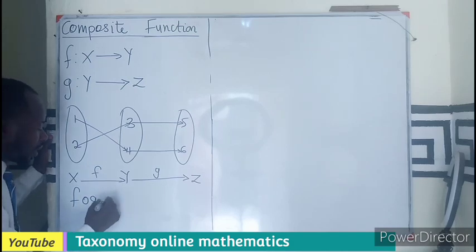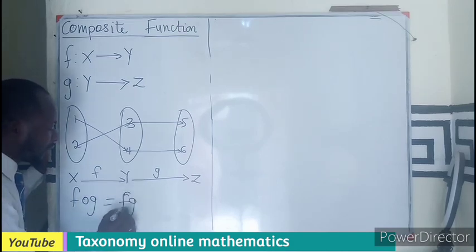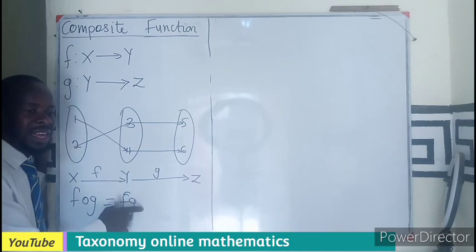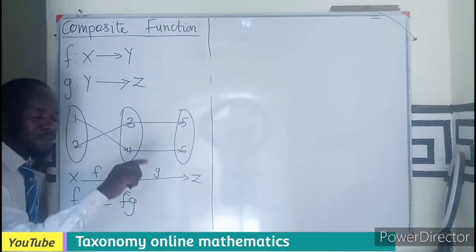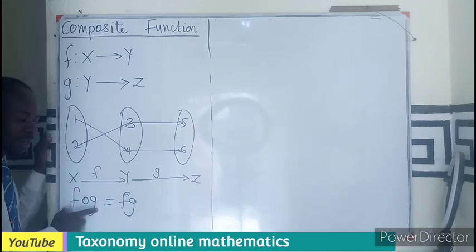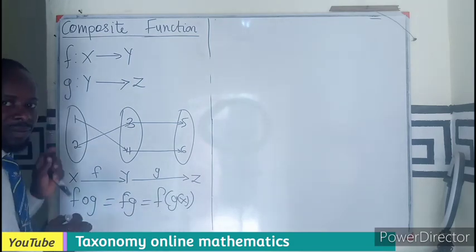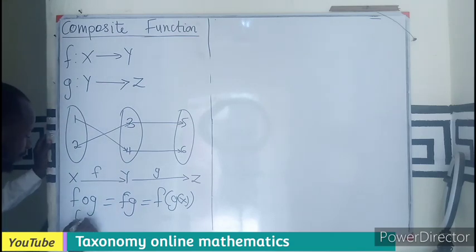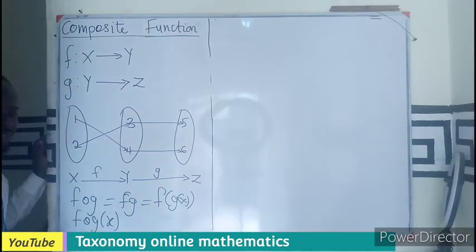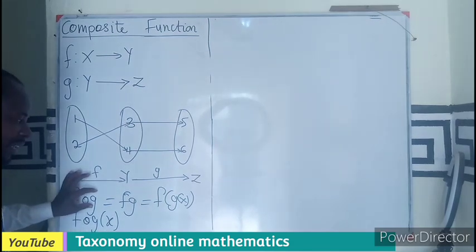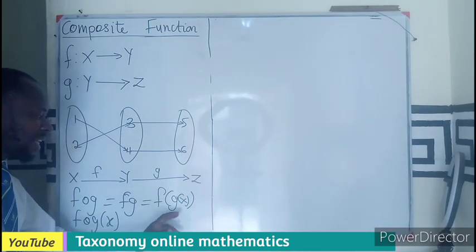So this could also be written as fg. Remember, fg is not a multiplication of the functions f and g. Rather, this is just the function g followed by the function f, which is the same as this. And this could also be the same as f of g of x. So we read this as f of g of x. Simply put, it is the function f of the function g. Better still, we can say the function g followed by the function f.